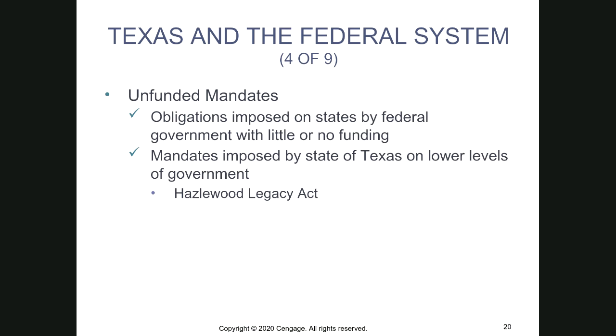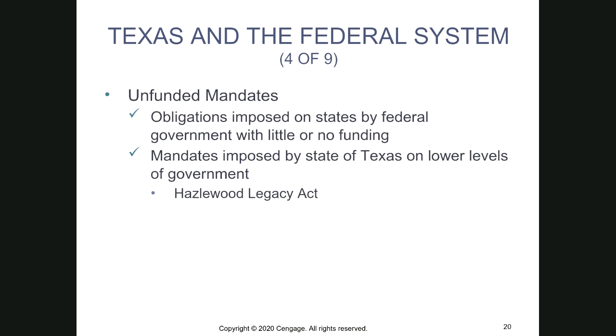So another example, the mandates imposed by the state of Texas on lower levels of government. You can see this with the Hazelwood Legacy Act. So this was the 2009 Act. The Hazelwood Act originally allowed veterans to use a certain number of free educational credit hours. The 2009 Hazelwood Legacy Act was an expansion of that. It allowed veterans to transfer their credit hours to their dependent children under the age of 26, which substantially increased the number of students benefiting from this measure.